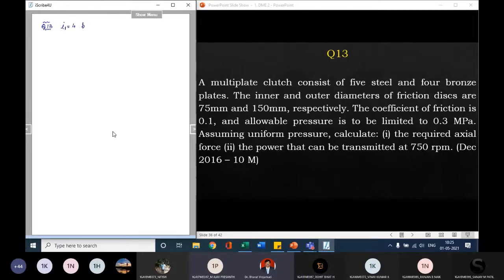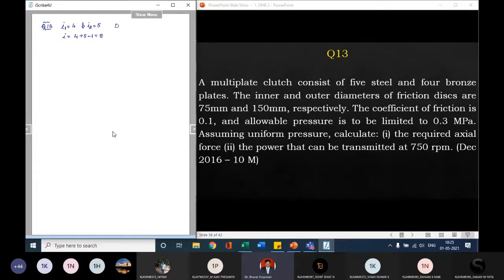4 and I2 is equal to 5. Once this is given, first we will find I. I is equal to 4 plus 5 minus 1, so 8. So we will complete this one. So it is done. The inner and outer diameters of the friction disc are 75 mm and 150 mm.